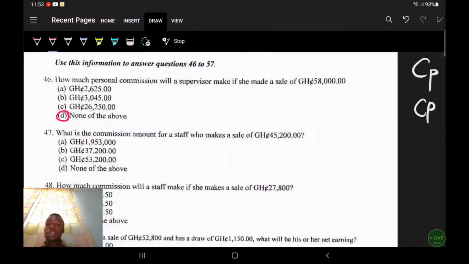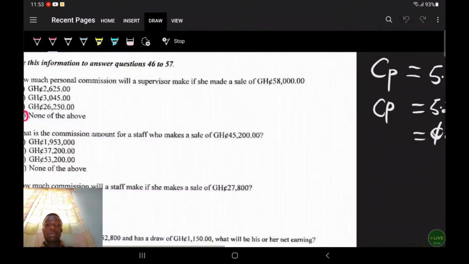So you know that the commission amount is going to be your sales minus your quota. Your sales minus quota. And since 45,200 is within the range of 8,000 to 50,000, we are going to use the 45,200 and subtract the minimum quota of 8,000, and we're going to get our commission amount. I hope that is clear.